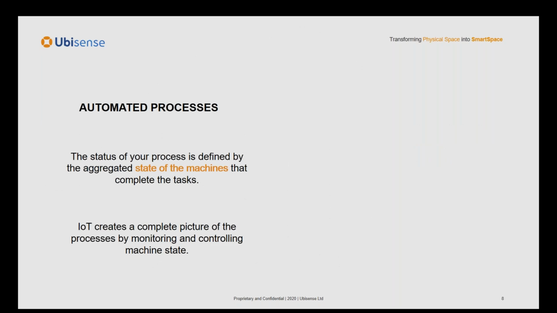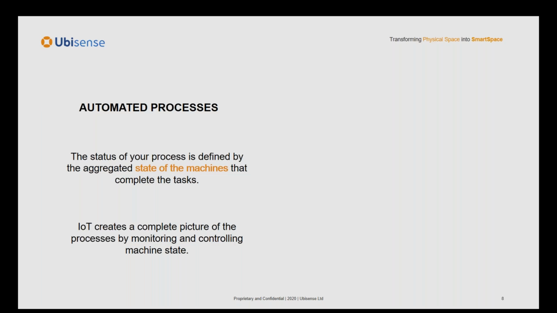So let's describe it like that. With automated processes, the status of your process is defined by the aggregated state of the machines that complete the tasks. IoT creates a complete picture of the processes by monitoring and controlling the machine state.